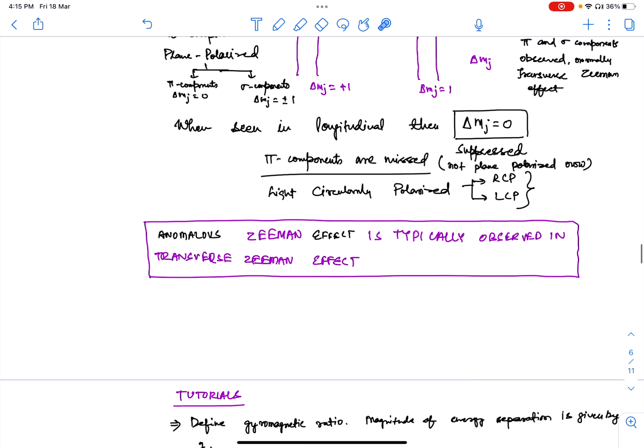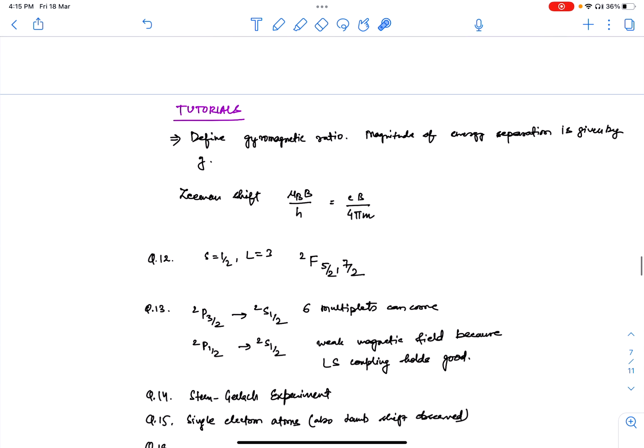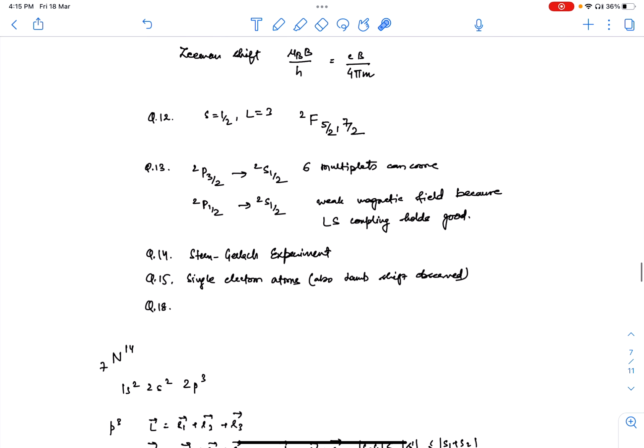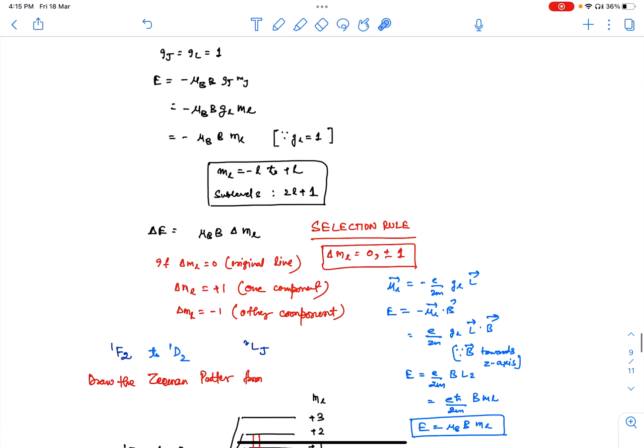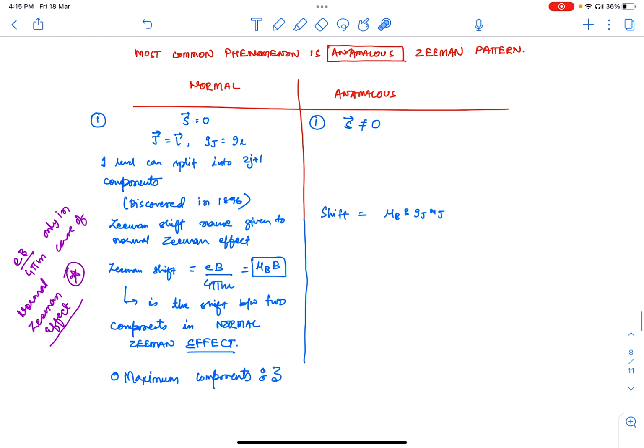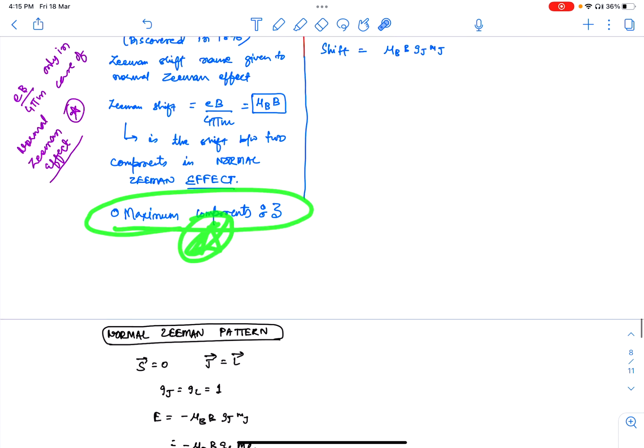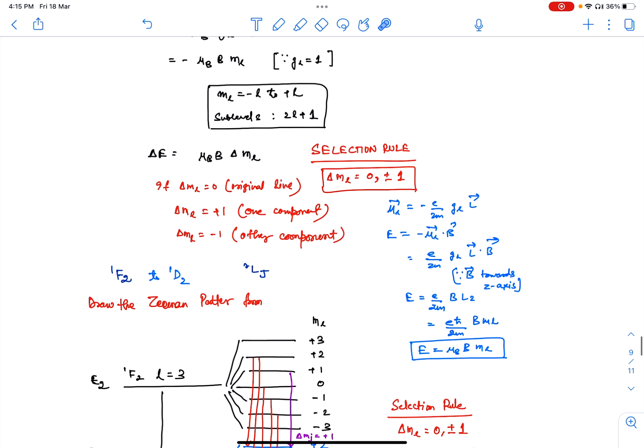So I just want to summarize this, that's why I have opened the notes. The anomalous Zeeman effect is typically observed in the transverse Zeeman effect, where we get plane polarized light, right? Gyromagnetic ratio mu_B by L, this is all. These are a few questions we can do. At times it is asked to give the difference between the normal Zeeman effect and the anomalous Zeeman effect. So in the normal Zeeman effect, we always have three components, with separation eB by 4 pi m. Again, these things we have done.